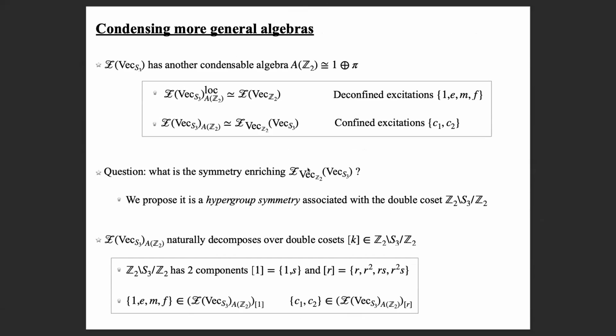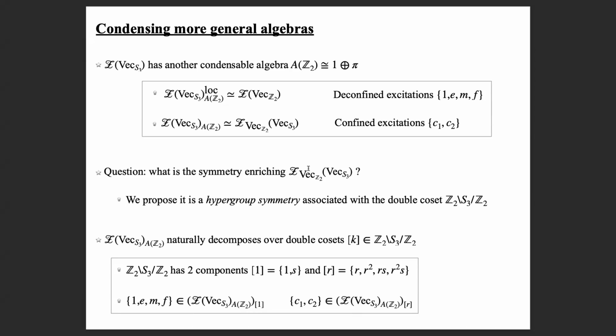But in general, you can condense more general algebras than these ones of type Rep G. And remaining in this example, let's consider condensing this algebra, which I call A_C2, which is given by 1 plus pi, where pi now is taken to be irrational. And in this case, the local modules are described by the toric code. So again, I use 1, e, m, f for the excitations. And the A modules, confined and deconfined, are described by the relative center now of Z2 in S3. In particular, we have two confined excitations that I call C1 and C2.